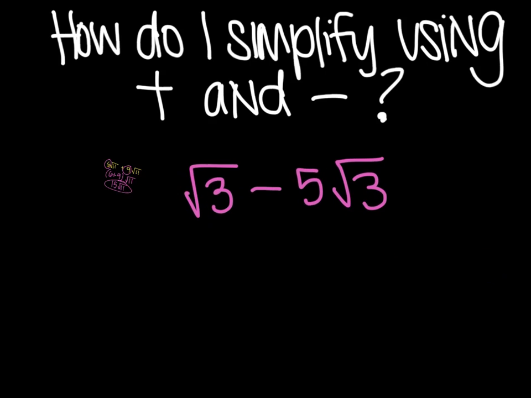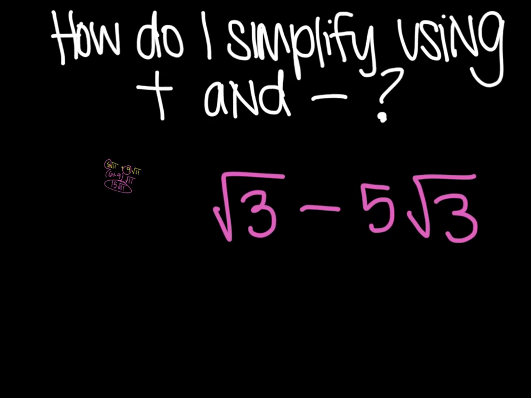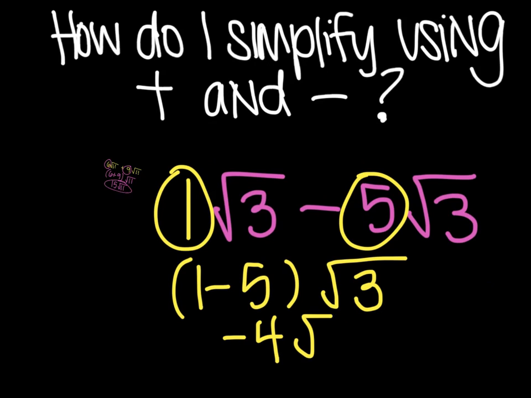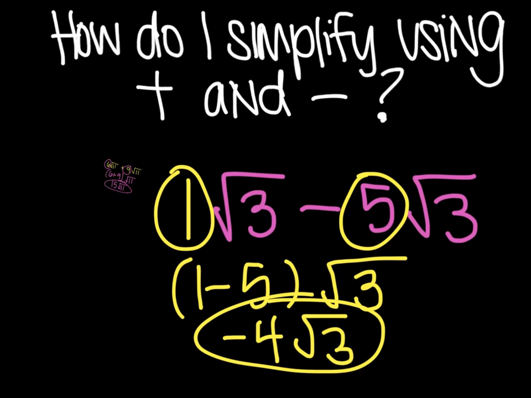The same thing holds true with subtraction. Sometimes you won't have a number in front, like this one right here, there's nothing there. But really there is, it's just an invisible 1. So you're going to take, again, those numbers out front. So 1 minus 5, and because we're dealing with like radicands, this is just going to stay the square root of 3. 1 minus 5 is negative 4, so your answer is negative 4 square root of 3.